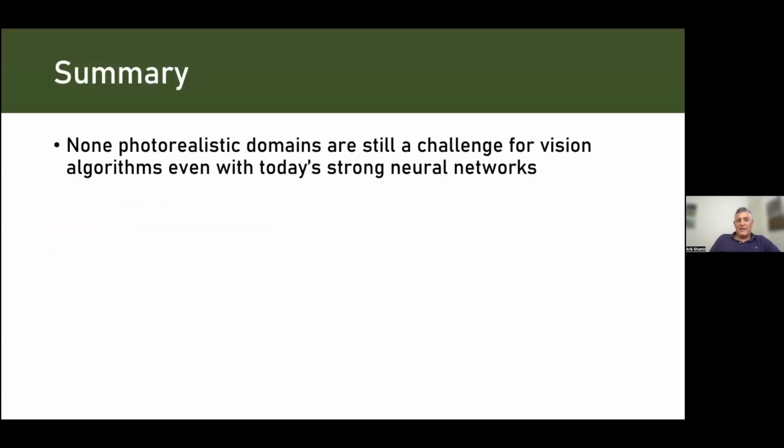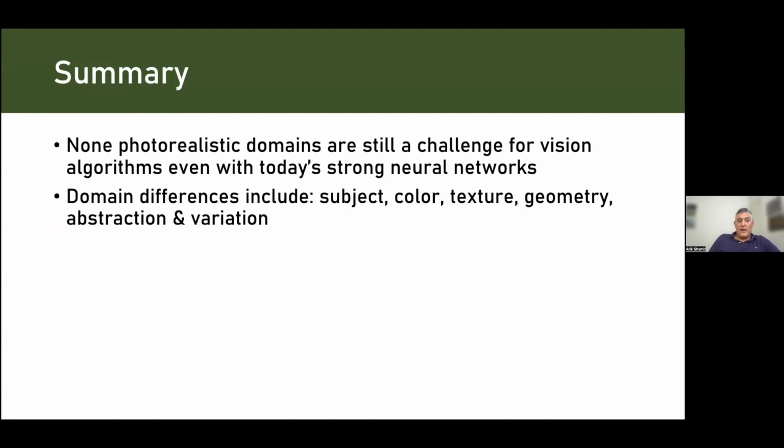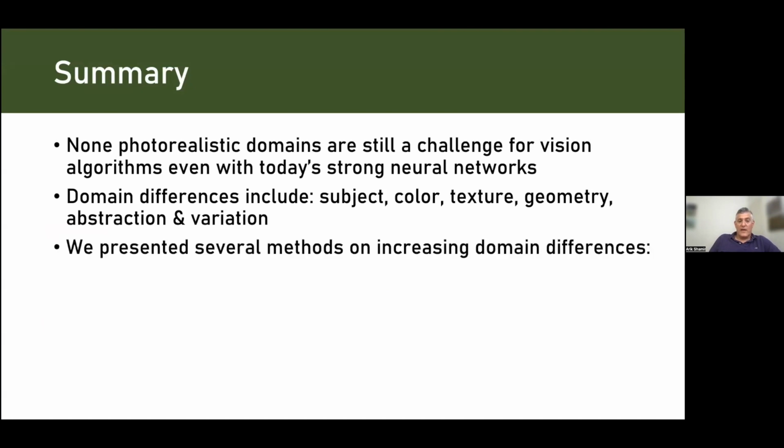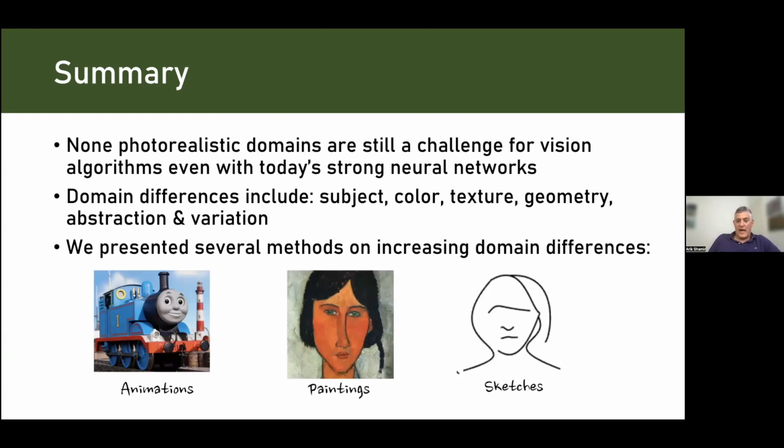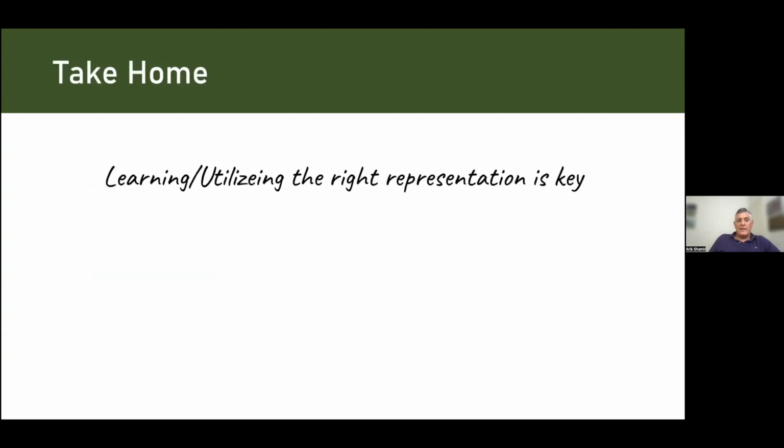Okay, so to summarize, I hope I showed you that non-photorealistic image domains are still very challenging for both vision and graphics tasks, even if we think about today's very strong neural network algorithms. The main reason is the domain differences, and they include subject differences, color differences, texture, geometry, abstraction, and variation. All these create challenges for artistic or non-photorealistic domains. We presented several novel methods for addressing these domain differences: first on animation sequences, on artistic paintings, and lastly also for abstract sketches. The main take-home message is that learning and utilizing the right representation is the key to moving from photorealistic to non-photorealistic content and images.